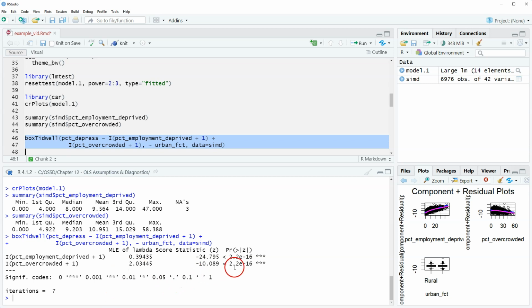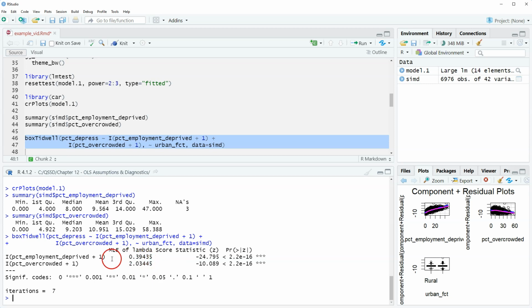There's a couple things to focus on. First is this PR here. We're looking to see whether, well, there's also the stars, but we're looking to see whether this is 0.05 or smaller for both of these. If it is, then it says this is the incorrect functional form. We need to do a transformation. So that's the case for both of these. All right, so the plots that we looked at before suggested that. And then this is the suggested transformation.